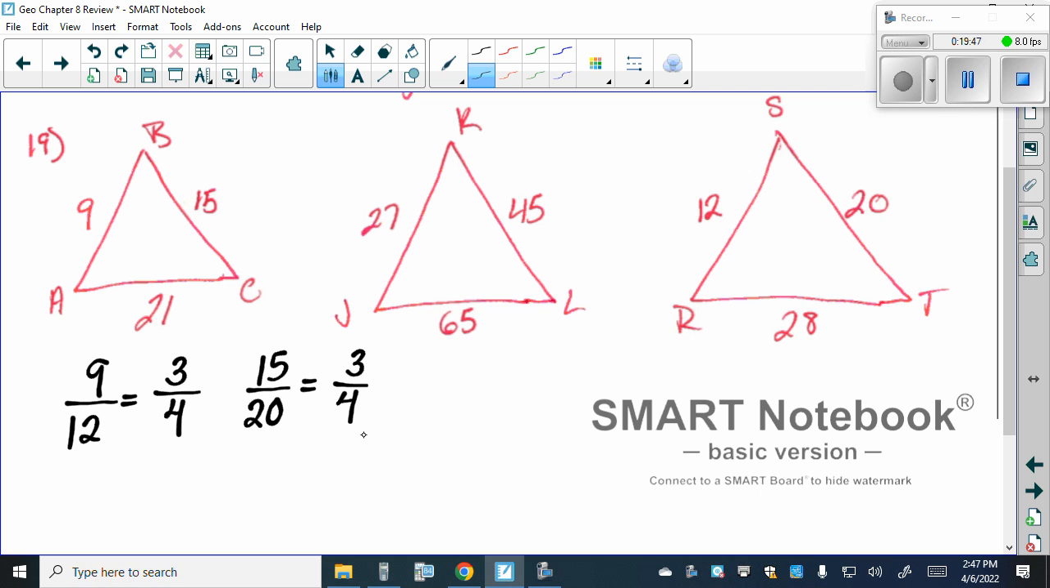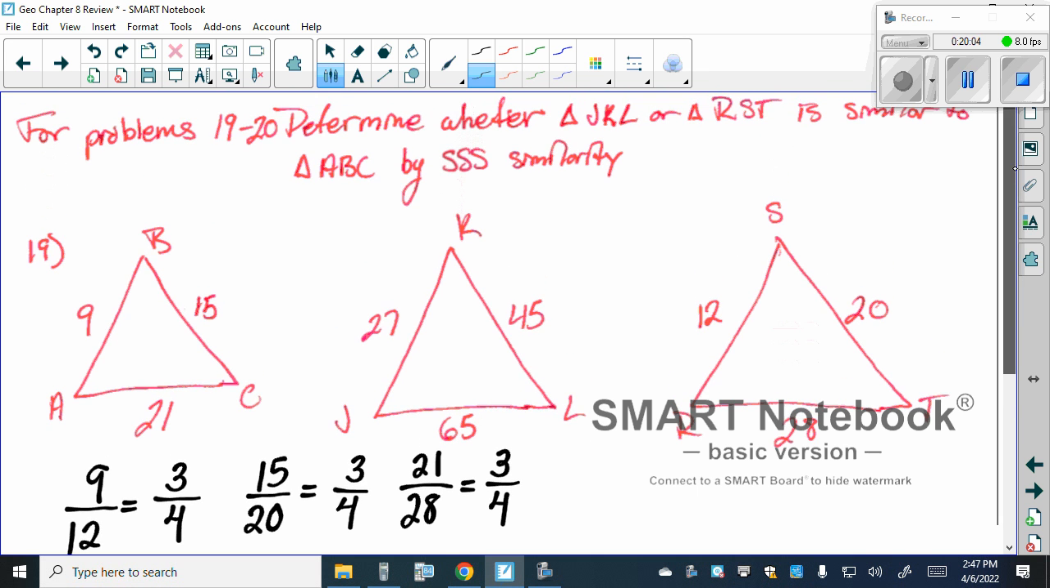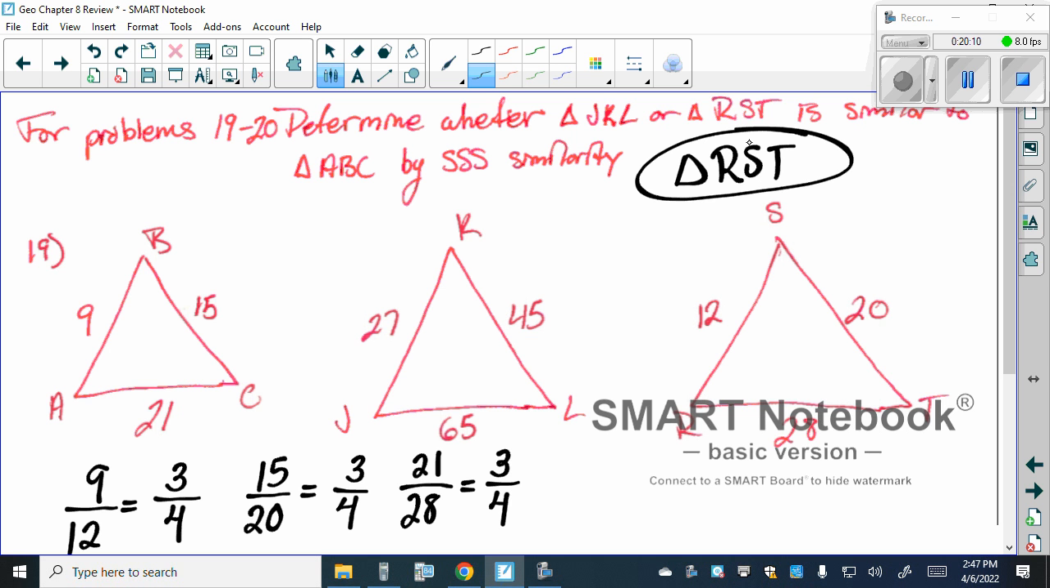We found two that have the same proportion. And our last set of sides would be 21 and 28, which reduces to 3 over 4. So ABC is similar to which triangle? Triangle RST. We don't have to check the other one because, again, it's saying it's one or the other.